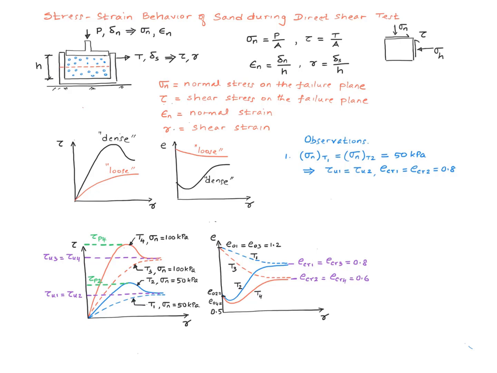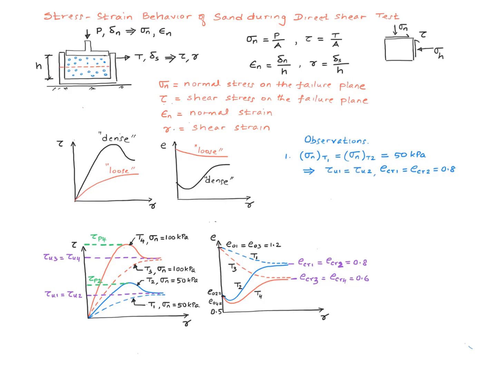So the critical void ratio is the same. So at least from these two tests, we see that the critical void ratio is uniquely tied to the normal stress, regardless of where they started from. This one started from a void ratio 1.2, but this one started from a void ratio 0.5. But regardless of those initial values, they both reach the same final critical void ratio. It turns out that is because they both had the same normal stress of 50 kilopascal.